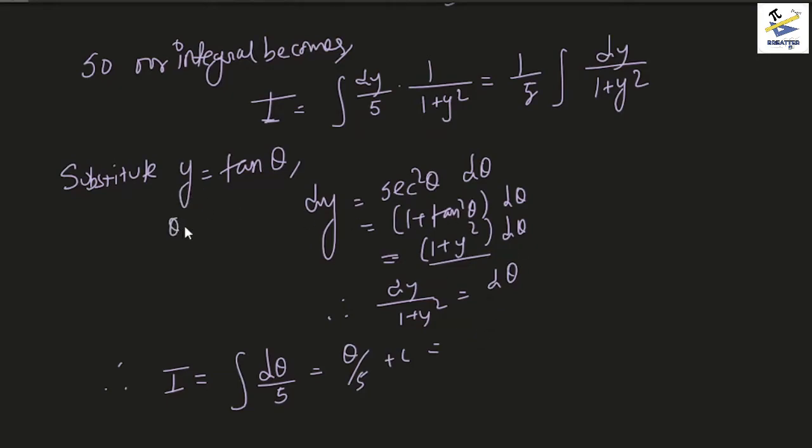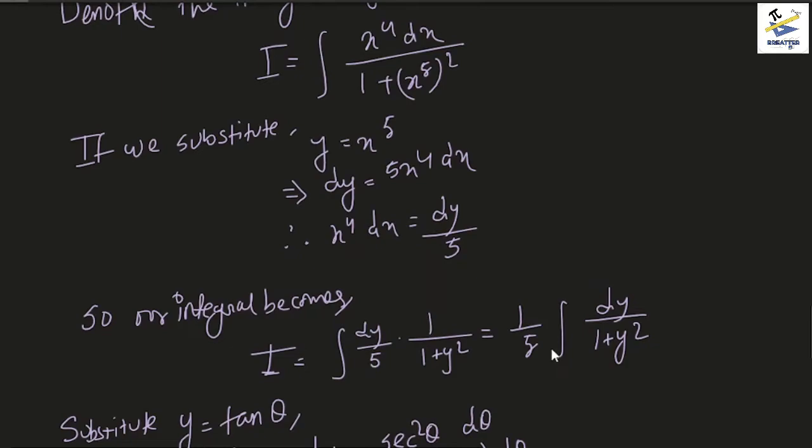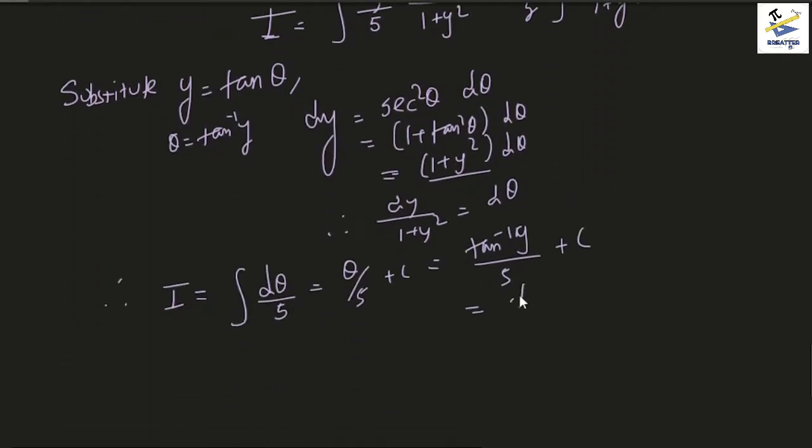But theta, as you know, if y is tan theta, then theta would be tan inverse y. Then the answer would be tan inverse y by 5 plus c. But we also need to put back the value of y, which we substituted as x to the power 5. So the answer would be tan inverse of x to the power 5, whole divided by 5 plus c, which is our answer, right? Okay, so this is another problem, and let us do another one.